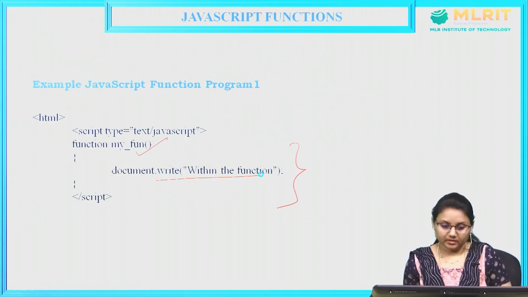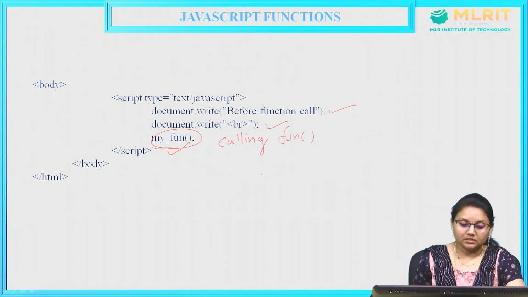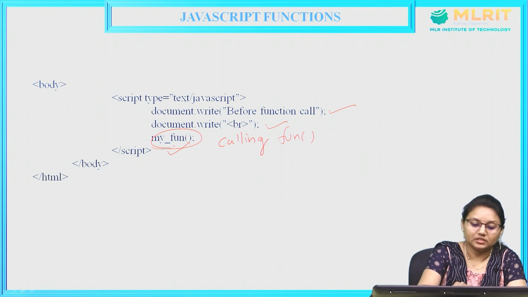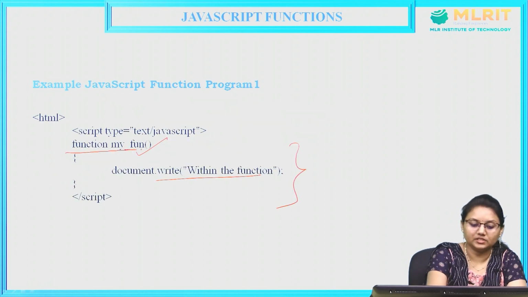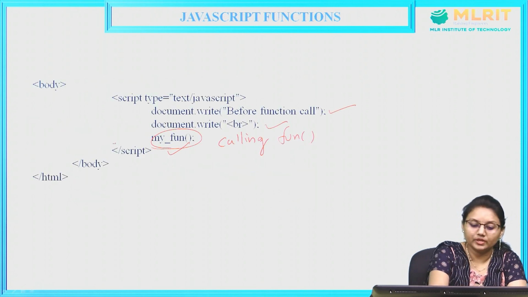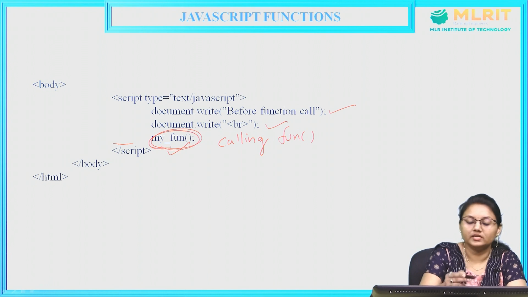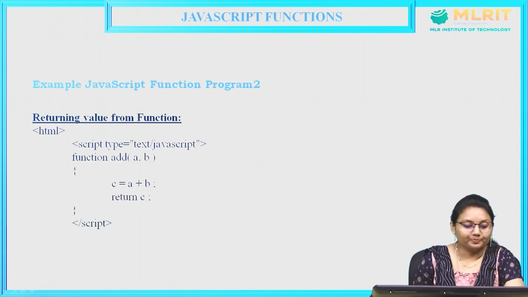Okay. This is how we call the function. So myfunction, when you are calling the function, you need not write the function keyword again. Only when you are defining the function, here we are defining the function, here only we will write the keyword function. But when you are calling, you need not write function, just call the name of the function.